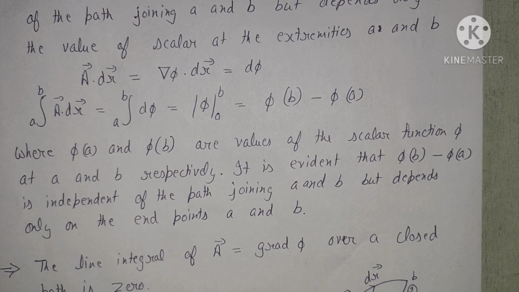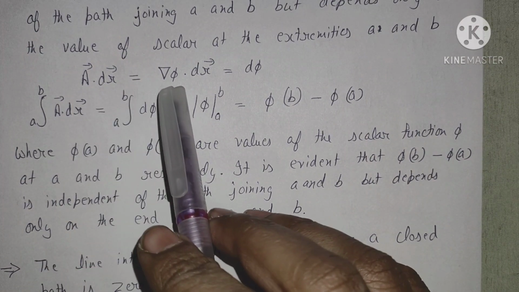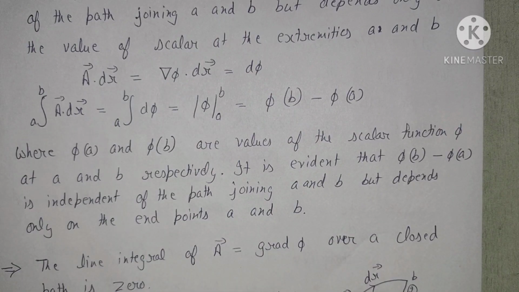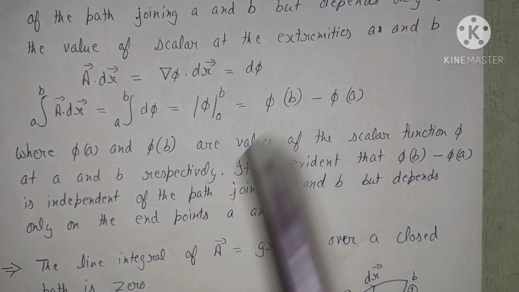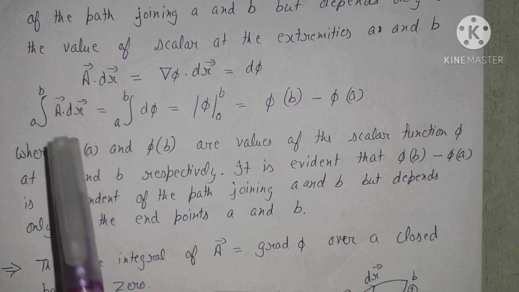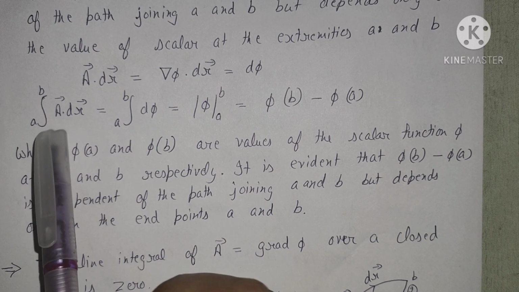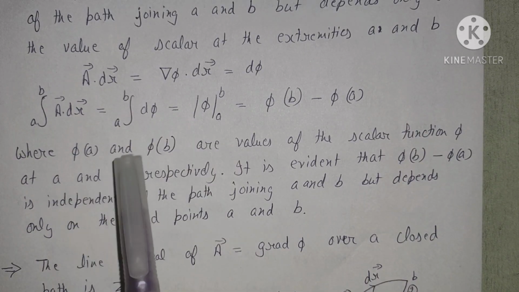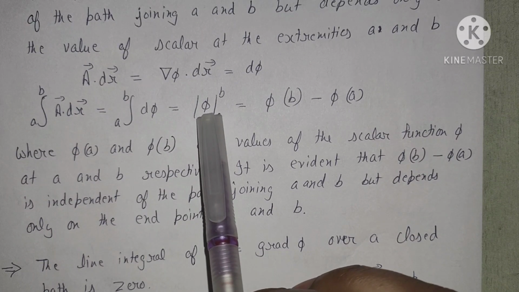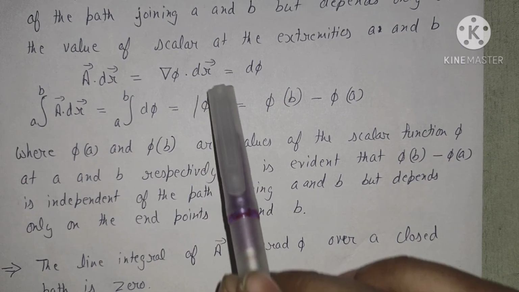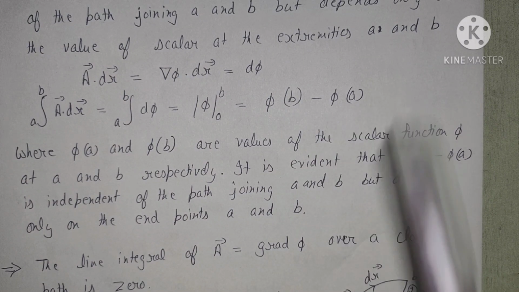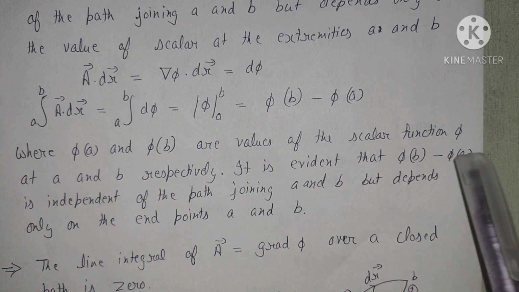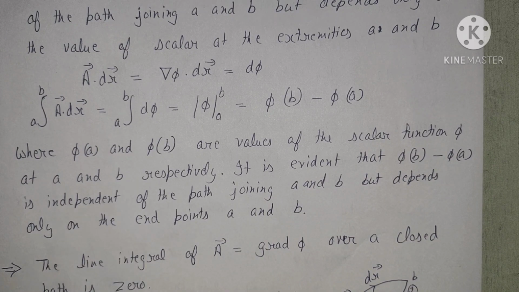A dot dr vector is equal to gradient of phi dot product with dr vector, because A is equal to gradient of phi, which is equal to d phi. So integrating both sides, integration A to B A dot dr vector is equal to integration A to B d phi, which is equal to phi. Putting the limits A to B, we get phi B minus phi A, where phi A and phi B are the values of the scalar function phi at points A and B respectively.